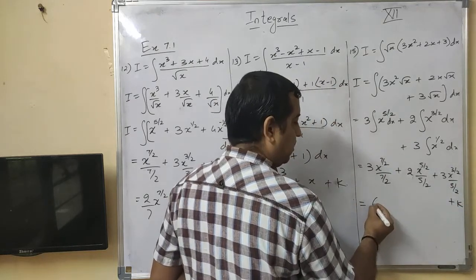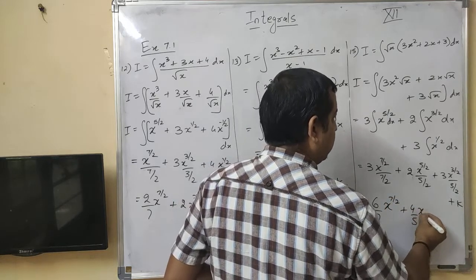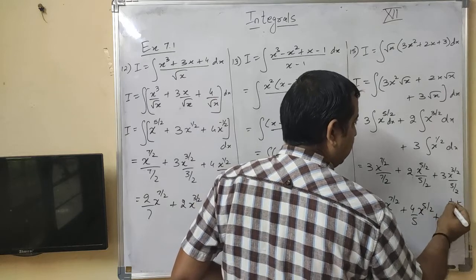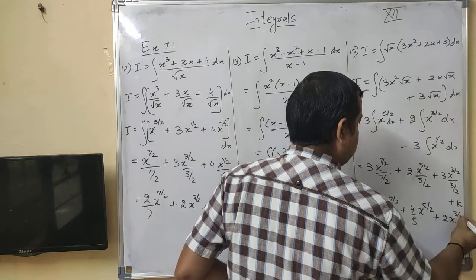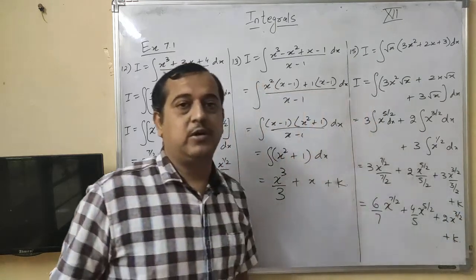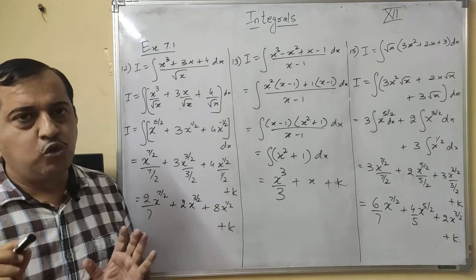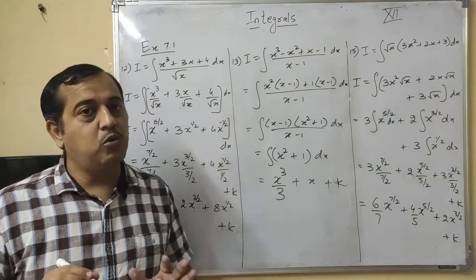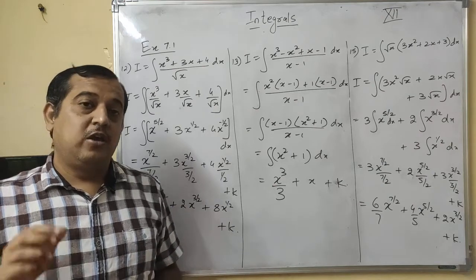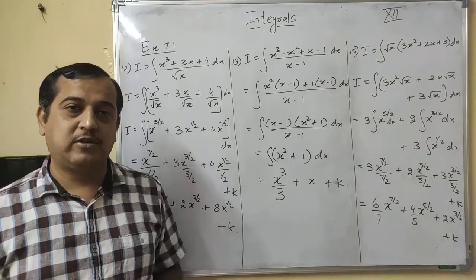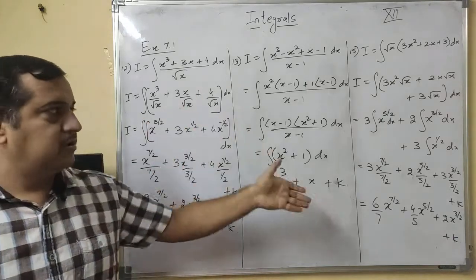2 goes up, you get 6 by 7 x raised to 7 by 2 plus 4 by 5 x raised to 5 by 2 plus, 3 cancels, here it is 3, so 3 and 3 get cancelled, you get 2 x raised to 3 by 2 plus constant. Okay, clear? In this way you can solve. In all the cases, please note down one thing. The initial 2 to 3 steps are just the simplification you have studied in your previous classes. If you forgot those simplifications, sorry, you will not be able to solve the problem. Please note it down.